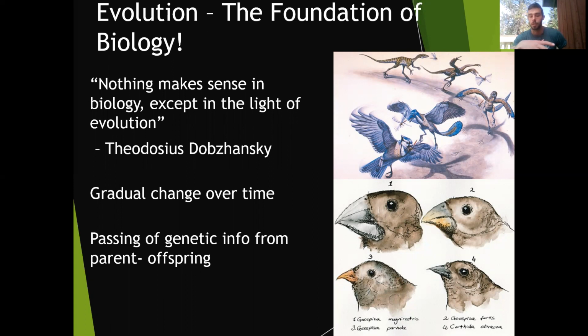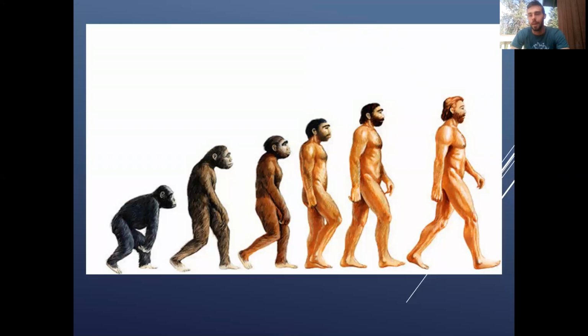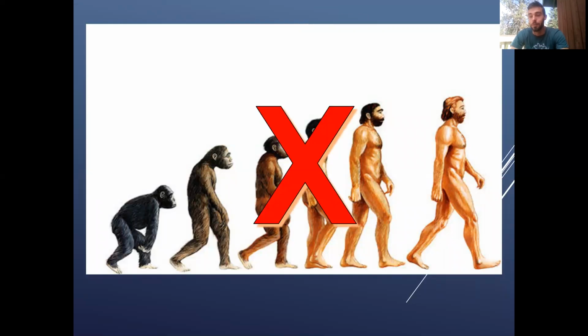The general definition of evolution is just gradual change over time. The scientific definition of evolution is the passing of genetic information from parent to offspring. And this is evolution, right? Monkeys to man. But this is wrong. This is not what evolution is. It's a very common misconception.